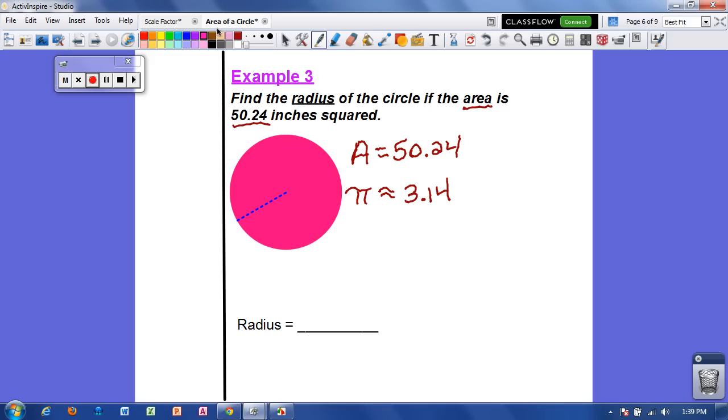So I'm just going to take what I know and plug it into the formula area equals pi r squared. So that means 50.24 equals 3.14 times the radius squared. Alright, I'm treating this like my variable because I have the letter here. So I have my variable squared. Now remember, the variable wants to be isolated. If it's being multiplied by 3.14, then I have to divide by 3.14 on both sides.